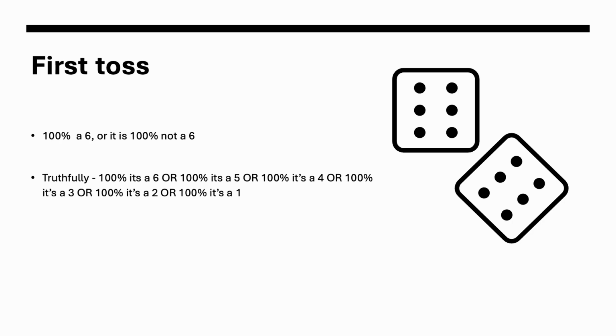We assume that this dice has an equal chance to land showing each of its 6 faces. But here, in this mini experiment, after our first toss, the proportion of our data is either 100% it's a 6, or it's 100% not a 6. We know that there's other options, but we will only see one in a roll. That means truthfully, it's 100% a 6, or it's 100% a 5, or a 4, or a 3, or a 2, or 100% it's a 1.